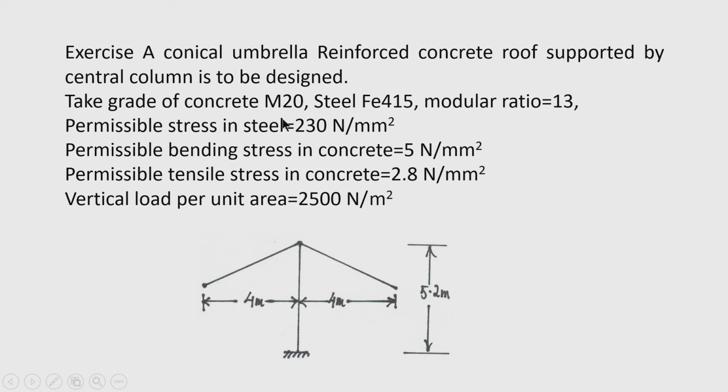Take grade of concrete as M20, steel Fe 415, and other data: for concrete, modular ratio is 13, permissible stress in steel 230 Newton per mm square, permissible bending stress in concrete is 5 Newton per mm square, permissible tensile stress in concrete as 2.8 Newton per mm square, and vertical load per unit area is 2500 Newton per meter square. So, we can take the vertical load as 2.5 kilonewton per meter square. This is the problem I want to solve.